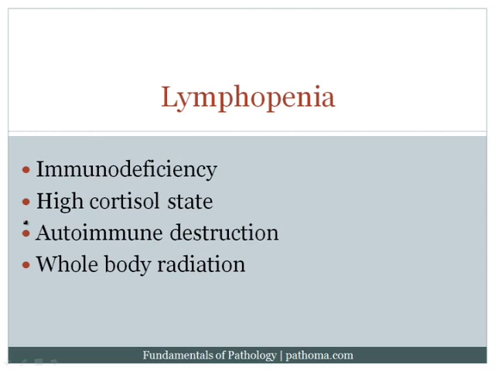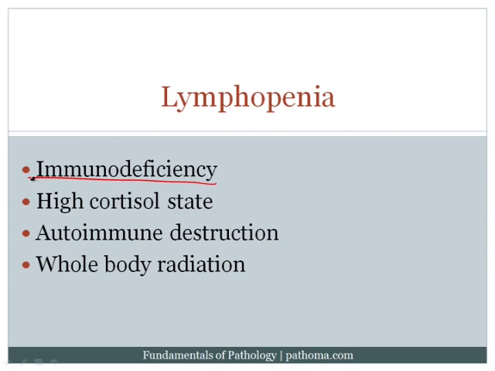Another example of a low white count could be due to lymphopenia, and lymphopenia would be a low number of circulating lymphocytes. Classic causes include immunodeficiency. Let's take, for example, DiGeorge syndrome. In DiGeorge syndrome, remember that the patients have a failure to develop the third and fourth pharyngeal pouch, and because they fail to develop the third and fourth pharyngeal pouch, they fail to develop their thymus, and therefore the T cells don't develop properly. And so these patients can actually have a lymphopenia.